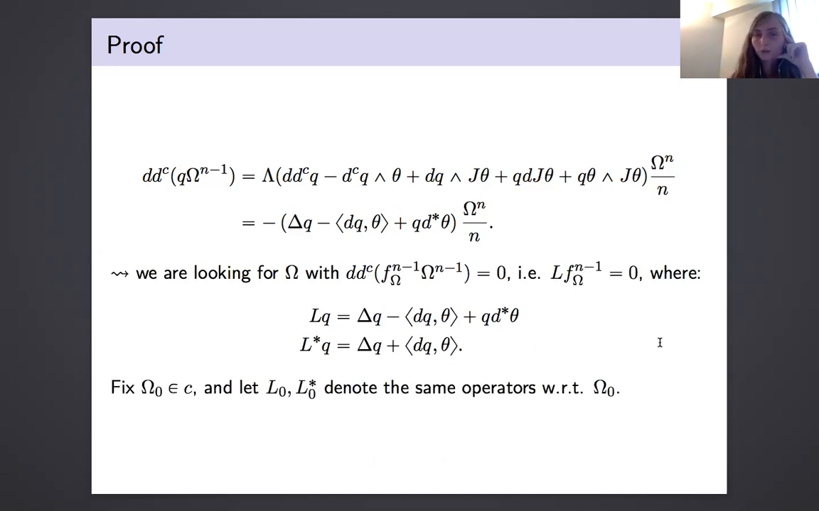And what we do is we fix any Hermitian metric omega_0 in the conformal class. Then L_0 and L_0 star will denote the same operators, but computed with respect to omega_0.